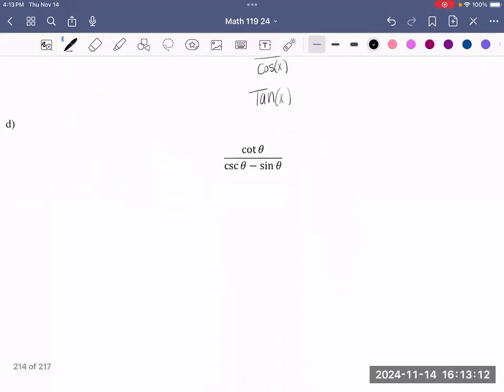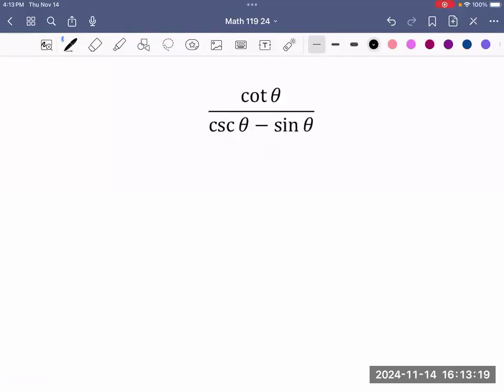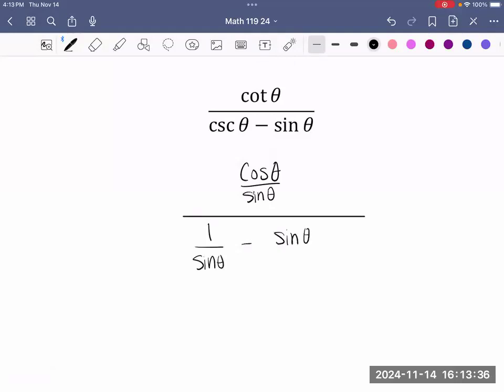Let's do it again with D. So again, no trig identity can be used at this point yet. So instead, let's just convert everything. So you have cosine of theta over sine of theta. That is what your cotangent is. Then we have 1 over sine of theta minus sine of theta. And this is over 1. So again, let's work to get your denominator to simplify a little bit. So we need a common denominator here.